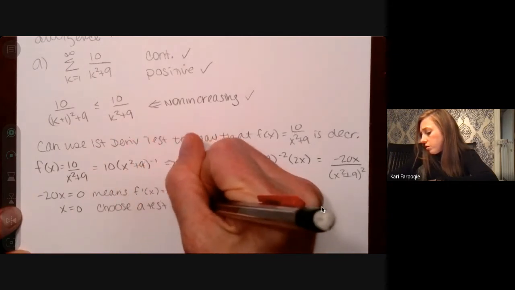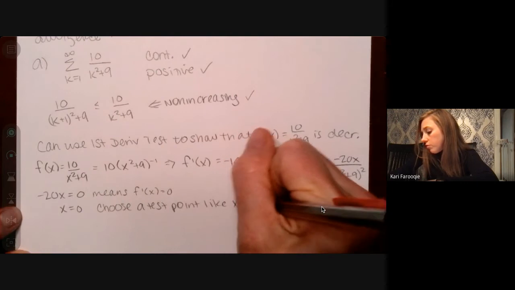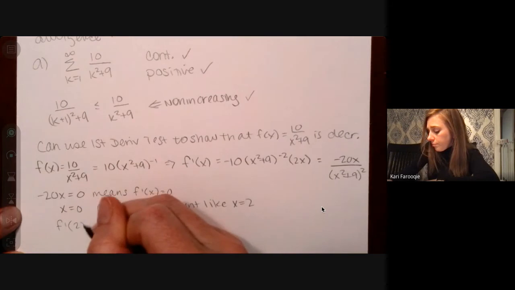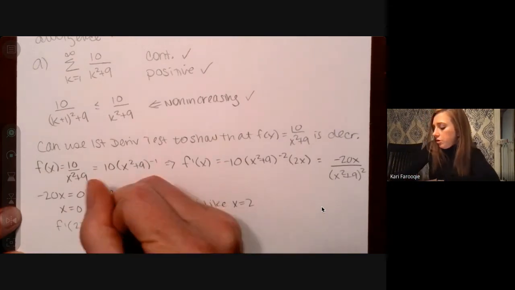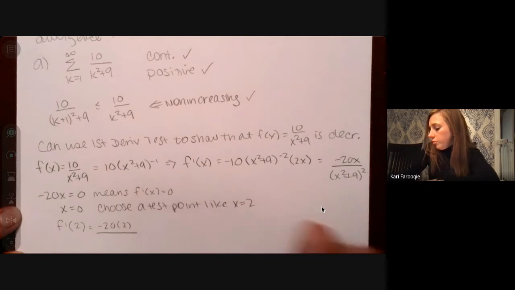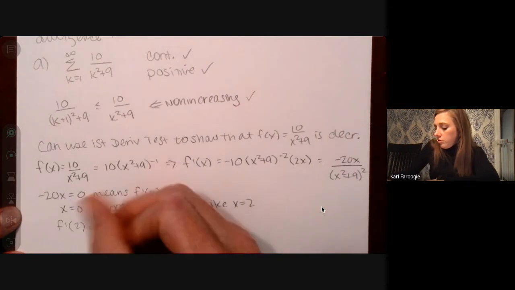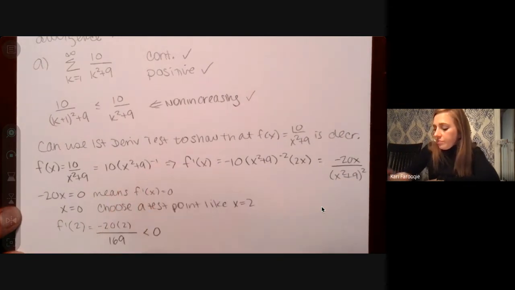Choose a test point, like maybe x equals 2. 2 is to the right of 0. It's in your interval. You're going to take the first derivative at your test point. And you're going to get negative 20 times 2 divided by, no matter what this quantity in the denominator is, it's always positive, so it doesn't really matter what it is. But 2 squared is 4, plus 9 is 13. 13 squared is 169. This quantity is a negative divided by a positive, which is always going to be negative, which is less than 0.